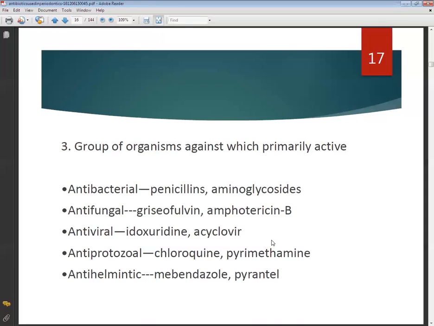Antibacterial drugs are usually penicillin and aminoglycosides. Antifungal drugs are griseofulvin and amphotericin B. Antiviral drugs include acyclovir. Antiprotozoal drugs are chloroquine and pyrimethamine. And antihelminthic drugs are mebendazole and pyrantel. So these are the classification based mainly on the group of microorganisms that are affected by the drugs.